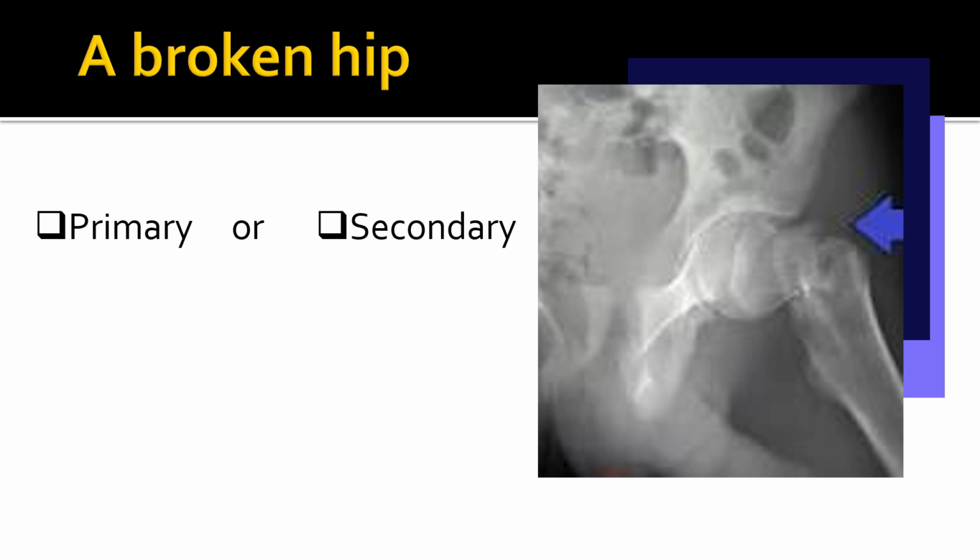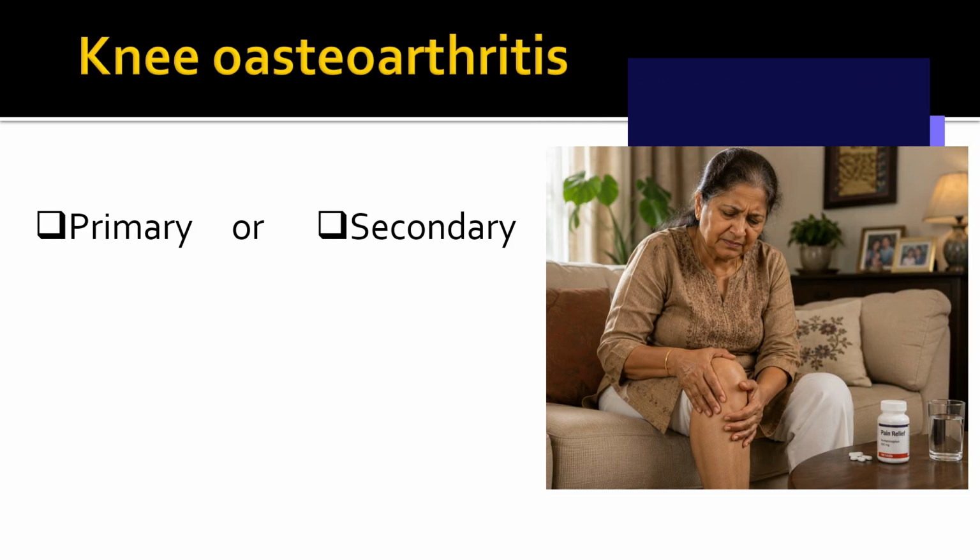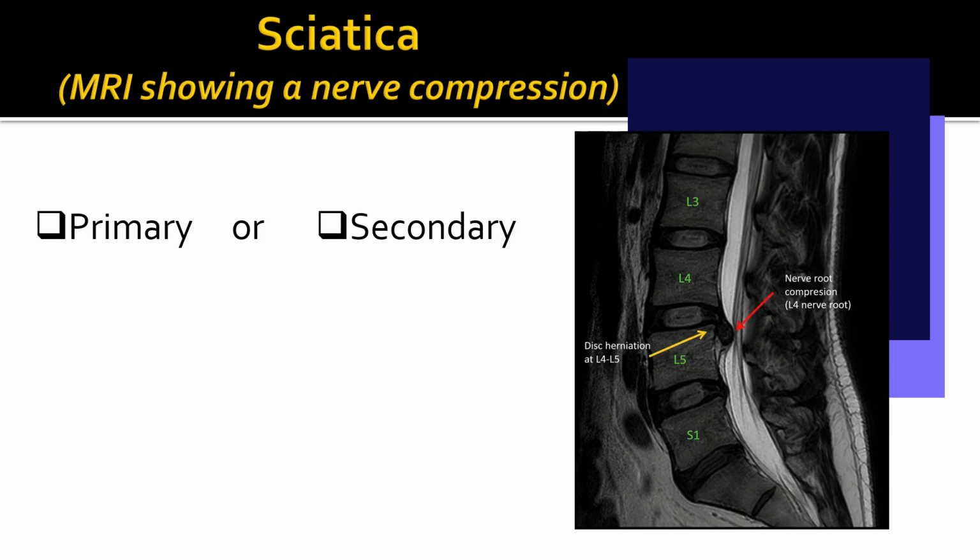A broken hip. My grandmother fell down and broke her hip. Which type of pain did she experience? Secondary pain. And as the hip healed, the secondary pain resolved. How about knee osteoarthritis, primary or secondary? It's secondary to joint changes, and it's often relieved by medications and some exercises. It can certainly help with knee osteoarthritis, but it's secondary to joint sensitivity.